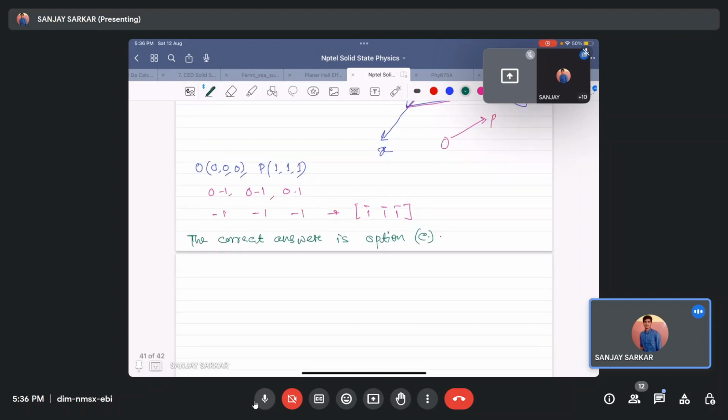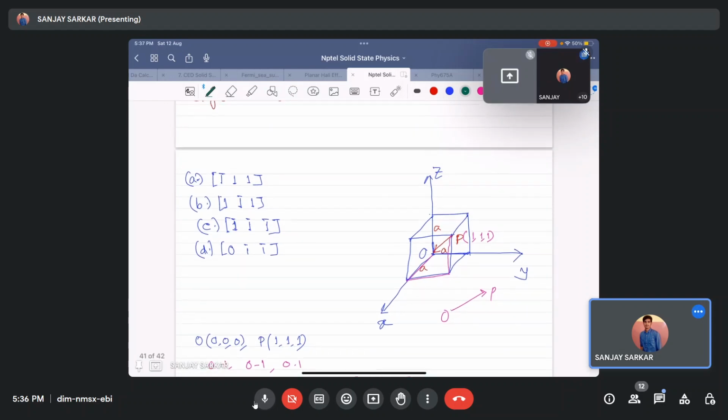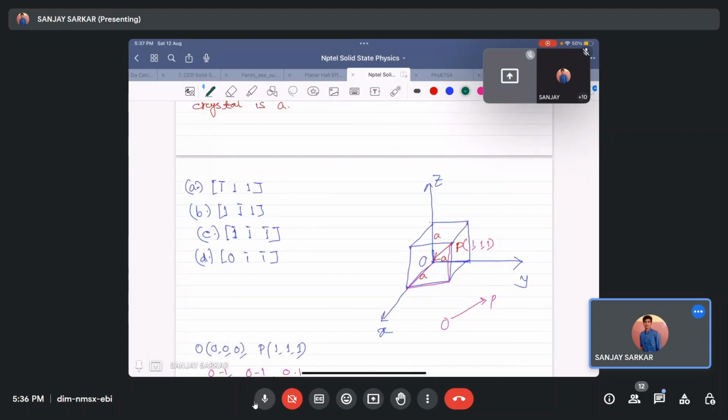So it's easier to calculate the direction indices by finding the two coordinates, and knowing the direction of the vector, you can find out the Miller indices or the directional indices. So is it clear for this question how I calculated it? If it is clear for you, then you can calculate for any arbitrary vector also.